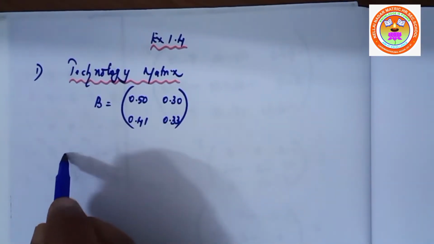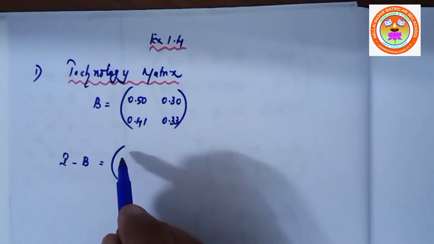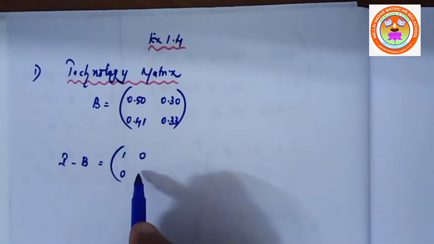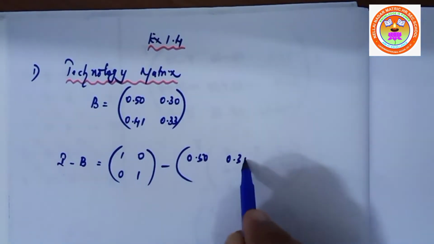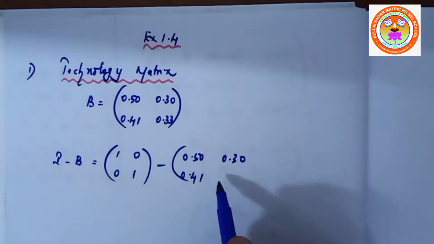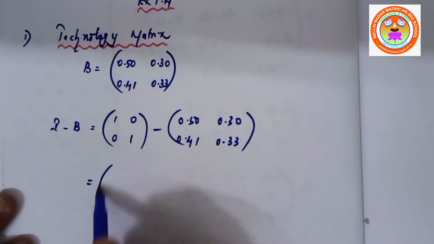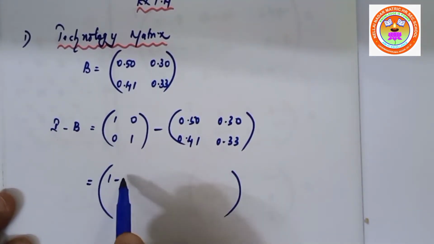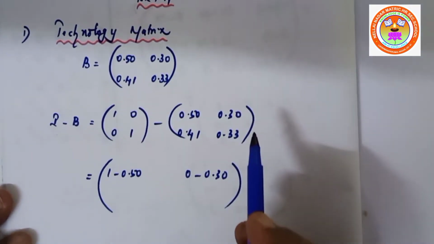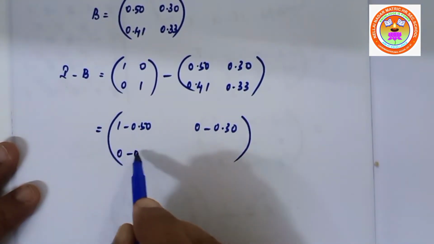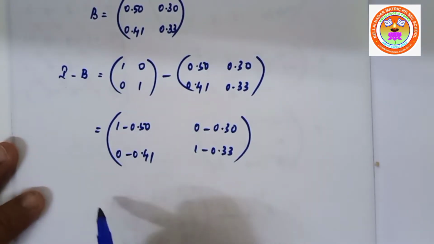Now you have to calculate I minus B. I minus B is equal to I, you know very well, an identity matrix of order 2, that is 1, 0, 0, 1, minus the B matrix, that is 0.50, 0.30, 0.41 and 0.33. Then you know how to subtract the matrices: the corresponding elements are subtracted. 1 minus 0.50, 0 minus 0.30, 0 minus 0.41 and 1 minus 0.33.